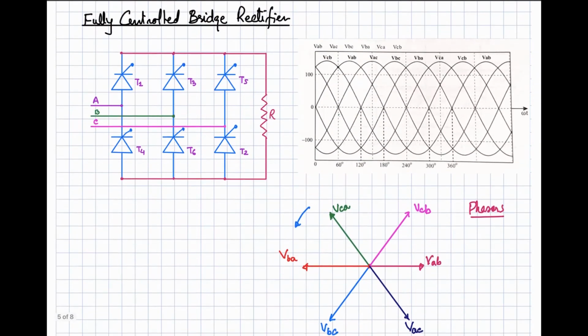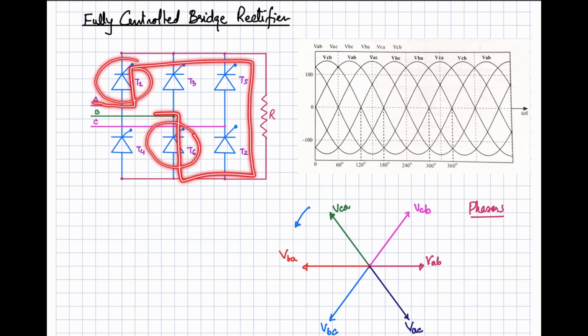Now let's quickly look at the fully controlled bridge rectifier. In the case of the fully controlled bridge rectifier, there are 6 thyristors which are turned on and off at certain instants of time, and you get the required output voltage waveform. Whenever you turn on a particular pair of thyristors, let's suppose T1 and T6, it will apply the voltage VAB across the load.